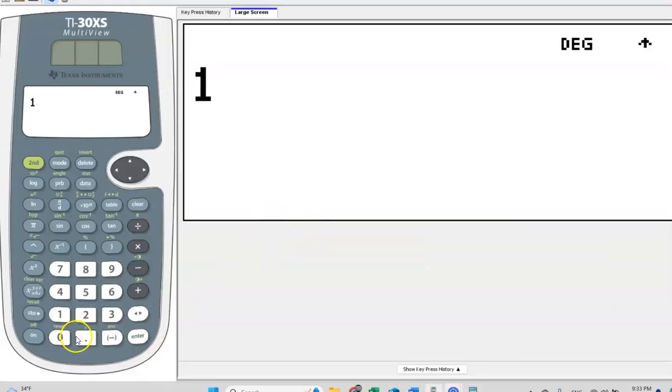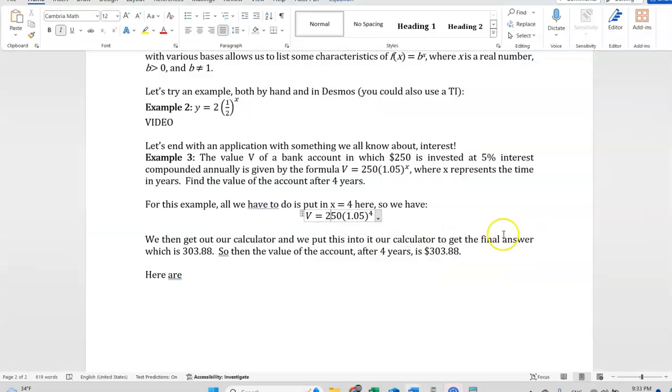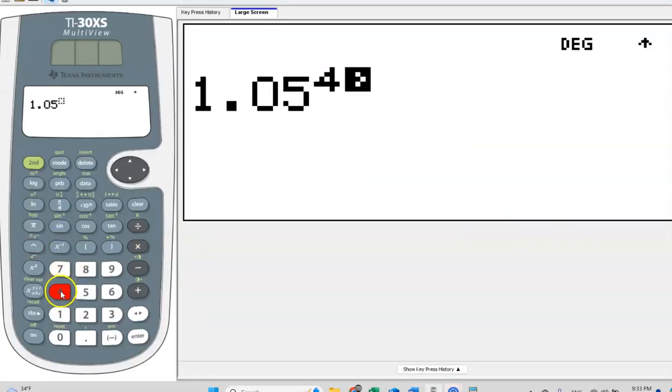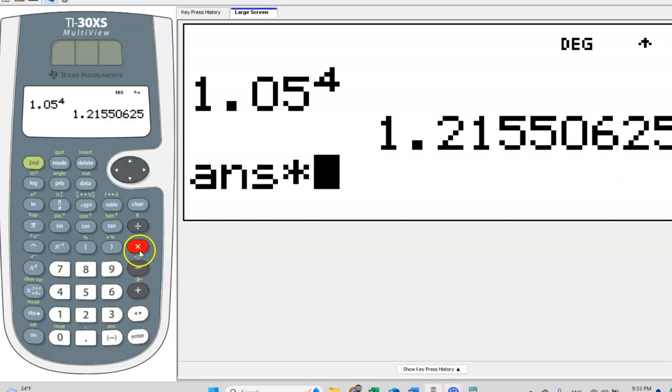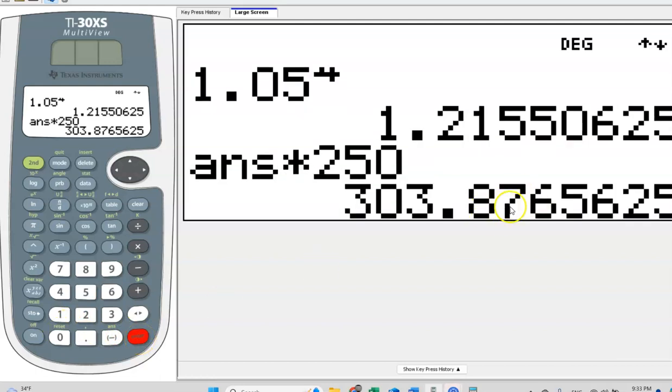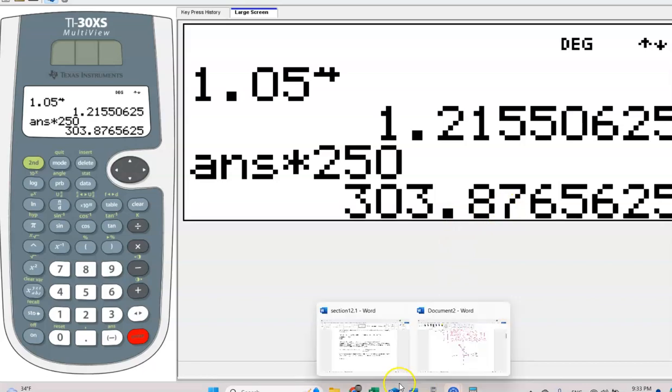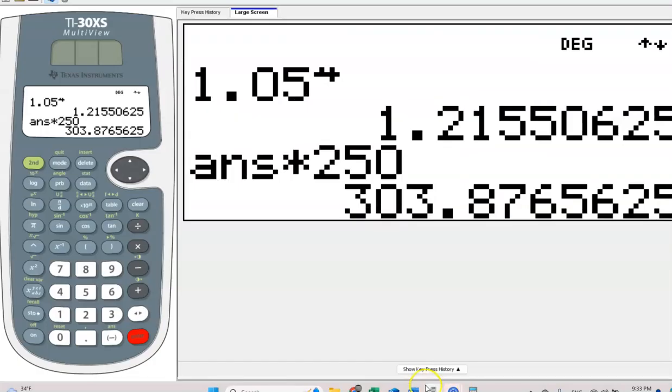So I'm going to do 1.05. I'm going to use this caret key here. This is the exponent key. And I'm going to put in the value of 4 because that was in my problem. Okay, enter. And then I'm going to multiply this answer, and the answer button is fabulously helpful, by 250, and I get 303.88.